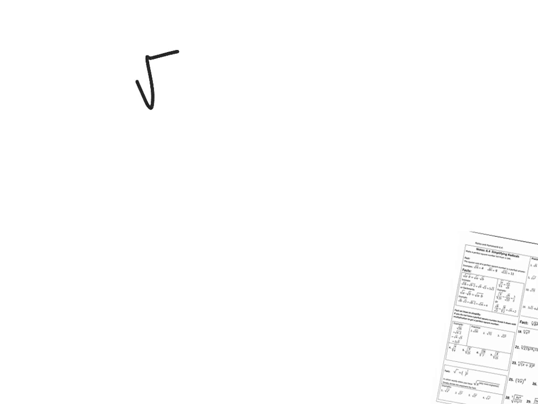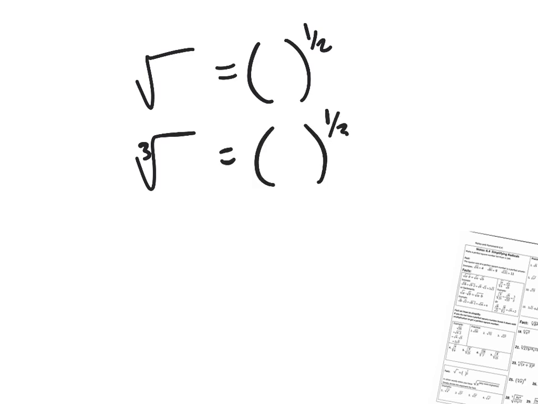What is a square root really? It's actually a rational exponent. What is a rational exponent? It's an exponent that's a fraction, right? A rational number is a fraction. So a square root is really the power of 1/2, just like the third root is really the power of 1/3, or the fourth root is really the power of 1/4.